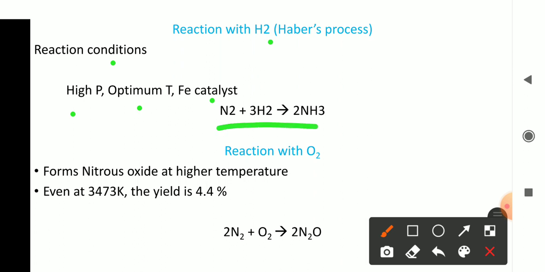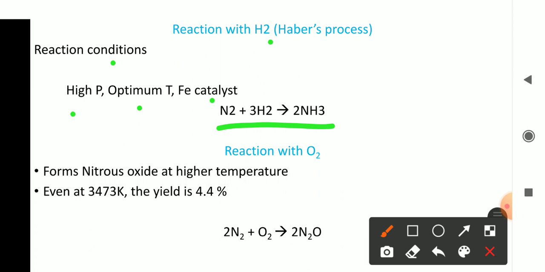Now look at this equation. This is the chemical equation which represents the reaction of nitrogen with hydrogen. When N2 is allowed to react with 3 molecules of hydrogen, what do we get? We get 2 molecules of ammonia, and it is an exothermic process.